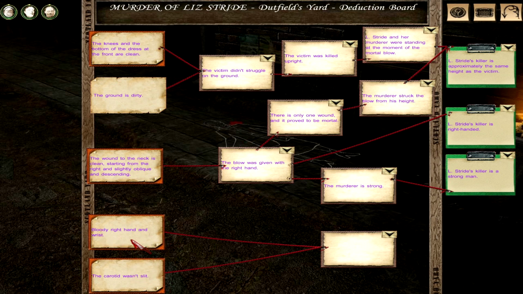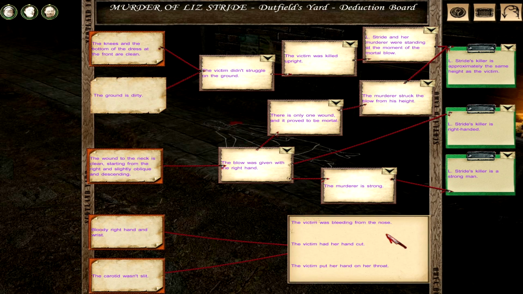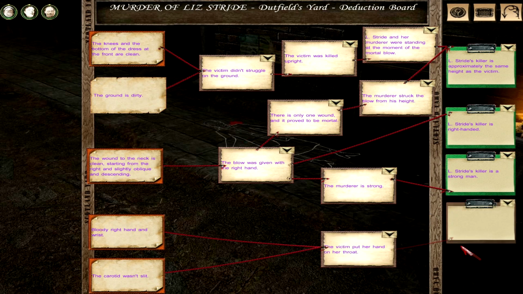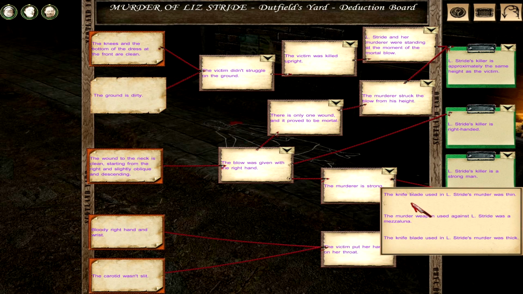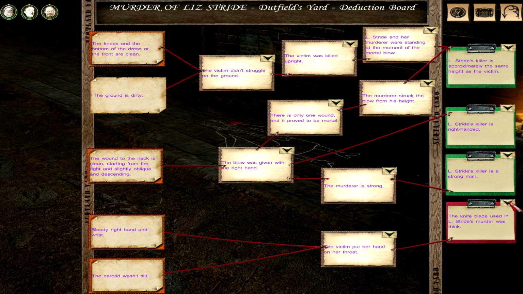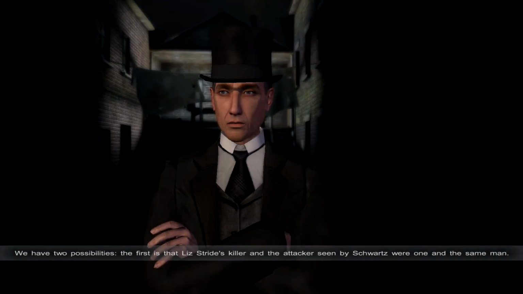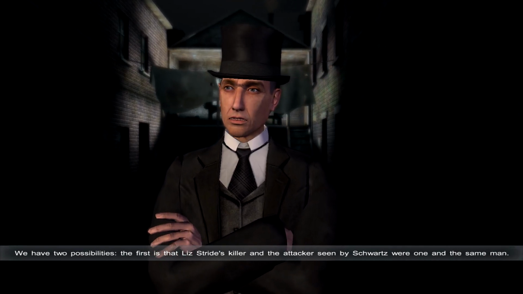Right-handed. Right wrist is bloody. Carotid wasn't slit, meaning it wasn't that deep, but it still killed her. Victim put her hand on her throat. A thick blade? No, it must have been thin. We have two possibilities. Thin or thick, it doesn't matter. It still killed the poor lady.